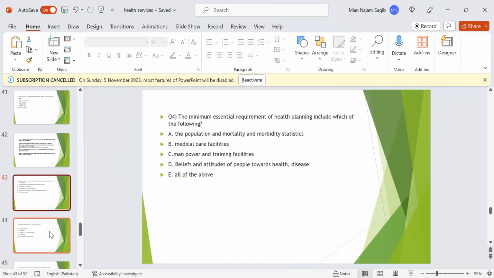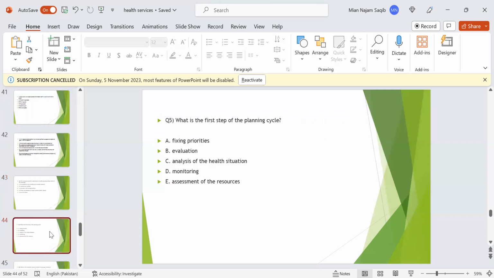Question 4. The minimum essential requirements of health planning include which of the following? A. Population and mortality and morbidity statistics. B. Medical care facilities. C. Manpower and training facilities. D. Beliefs and attitudes of people towards health and disease. Or E. All of the above. E. Yes, the answer is E. Question 5. What is the first step of a planning cycle? A. Fixing priorities. B. Evaluation. C. Analysis of the health situation. D. Monitoring. Or E. Assessment of the resources. The answer is C. Yes.